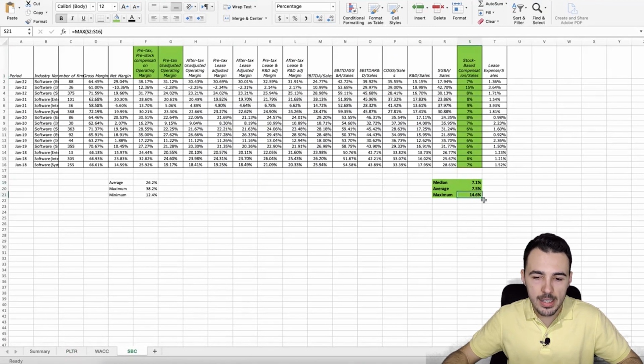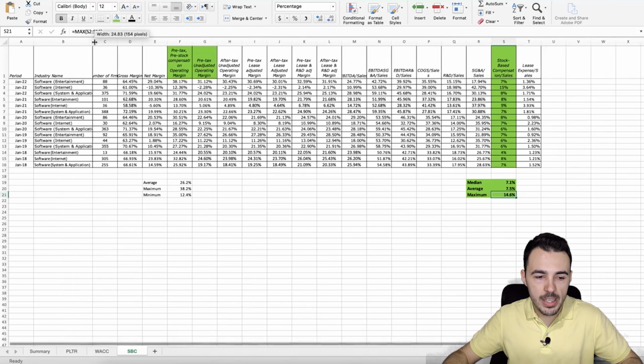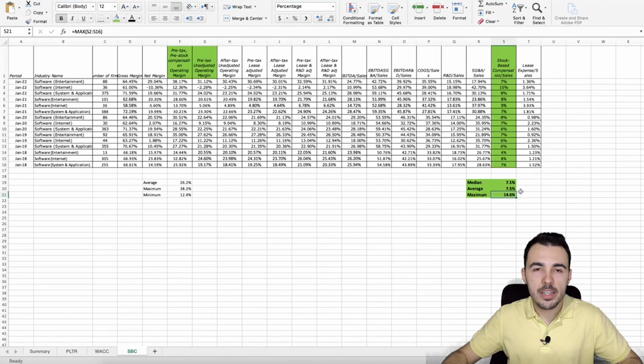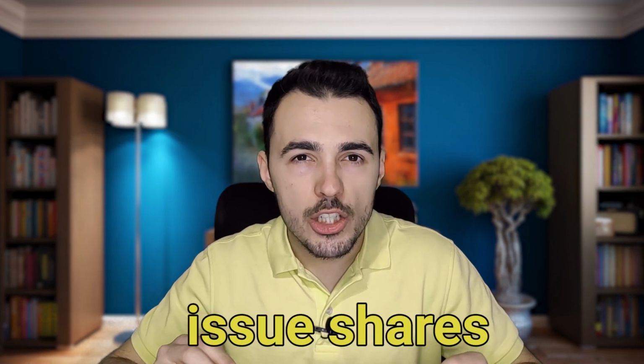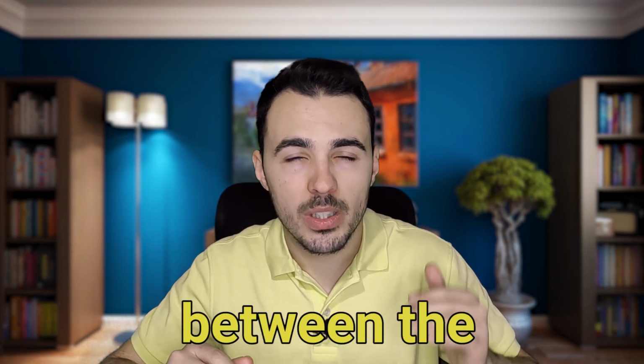So this data is from the stock-based compensation divided by sales for the software industry, and this is based on the research from Damodaran. There are two ways in which a company can pay for the stock-based compensation. On one hand, the company can issue shares to cover for the difference between the striking price and the market price. So for instance, if an employee has stock options that allow him to buy stock at $5, but the stock price is $10 right now, what the company can do is issue shares to cover for that $5 spread.